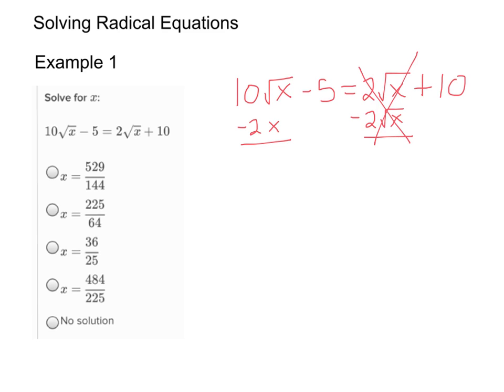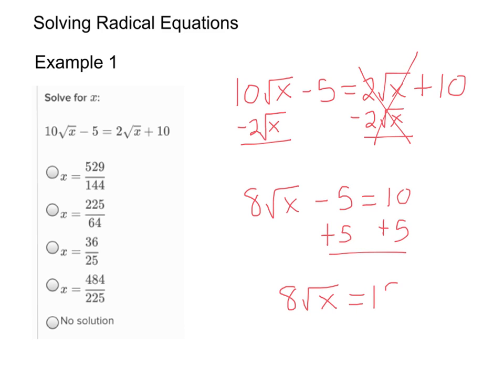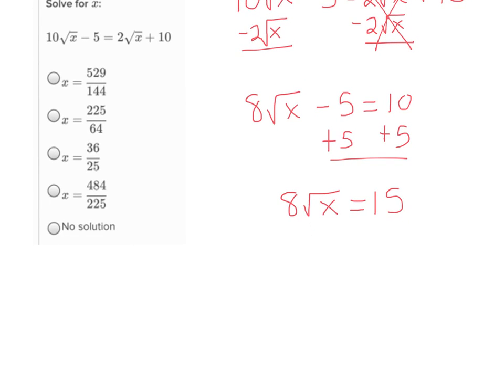And so this cancels on the right, and on the left I have 8 square roots of x minus 5 equals 10. And so now I need to get that negative 5 to the right, so I will add 5 to both sides, and so I have 8 square root of x equals 15. And now, just like any other equation, I'm trying to get the square root of x by itself, and the 8 is being multiplied here, so the opposite of multiplication is division, so I'm going to divide 8 on both sides, and so I have square root of x equals 15 over 8.